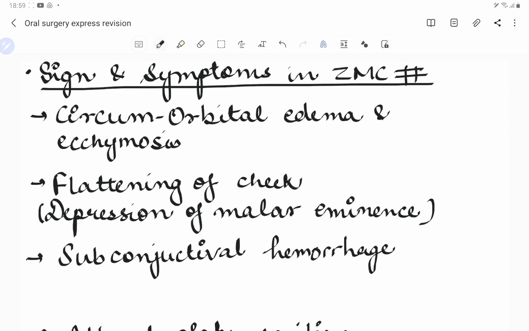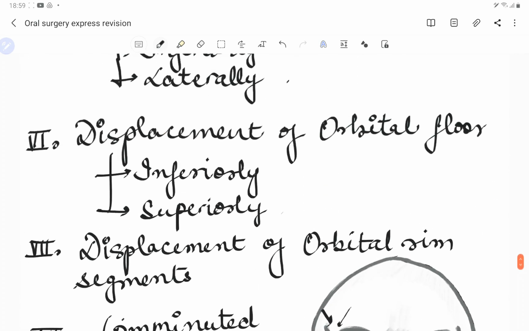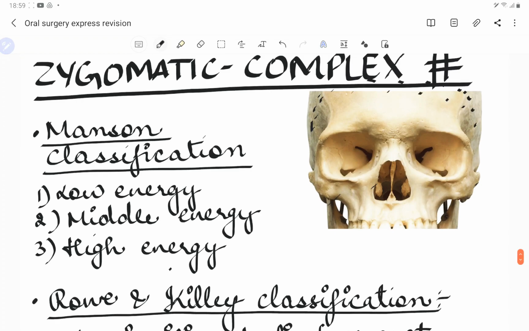And this video is a continuation of the express revision course for oral surgery, and in the last video we covered the zygomatico-maxillary complex fracture classification. So two classifications we covered in the previous lecture: low energy, mid energy and the high energy fracture. Low energy fracture is when there is a low level of impact, no displacement or minimal displacement. A low energy level fracture does not require any operative treatment, so it can be treated non-surgically.